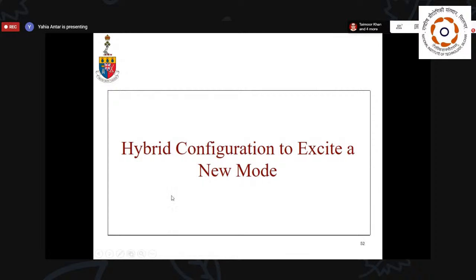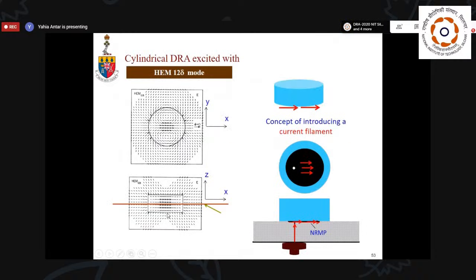So this is the hybrid configuration to excite a new mode, and I don't know if anybody talked about this, but the basic idea here is you can do quite a bit of mode engineering in dielectric resonators. Some of the modes you could excite, and some of the modes you might have difficulty exciting. And this was one example where the electric field of that mode is parallel to the ground plane. If it's parallel to the ground plane, you can't really excite it as such because the field has to vanish there.